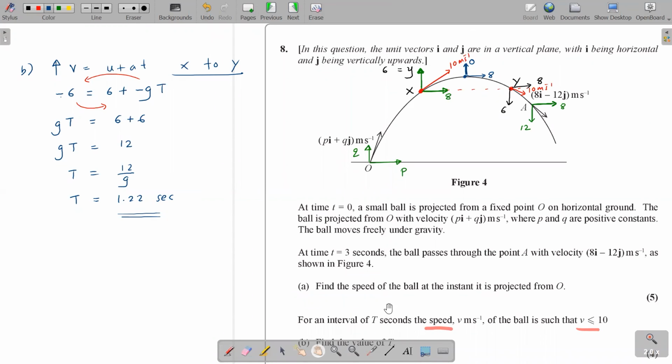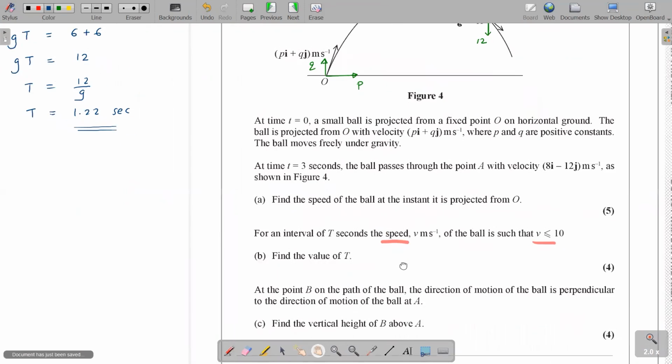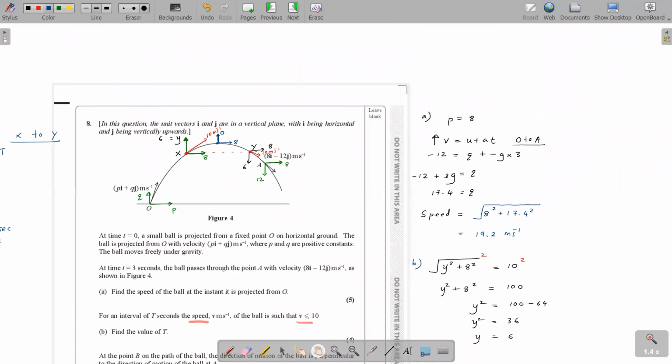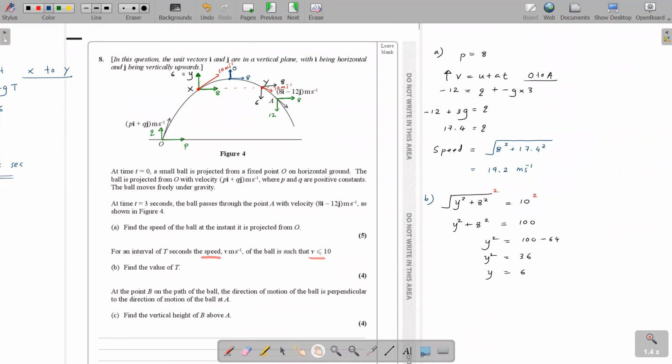Then we'll move to part C. In part C, they say at the point B on the path of the ball, the direction of motion of the ball is perpendicular to the direction of motion of the ball at A. Where is the motion at A? This point. So they say at the point B on the path, the direction of motion of the ball is perpendicular to the direction of the motion of the ball at A. Find the vertical height of B above A. So what do we do here?